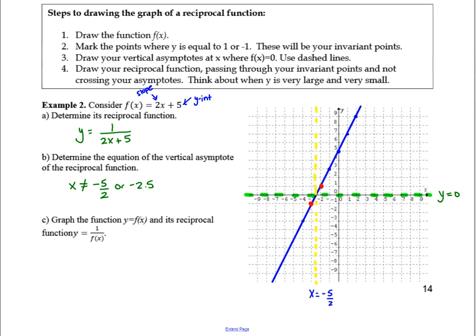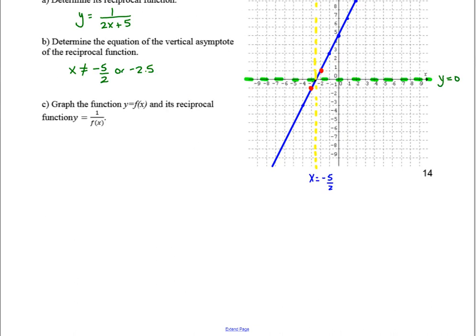So what are the invariant points, for funsies? Yes, I said funsies. Okay, so one of them was negative 2 and 1. And the other one's at negative 3 and negative 1. Okay, so when our y values are 1 and negative 1, those are our invariant points. Those are the points that are going to stay the same.